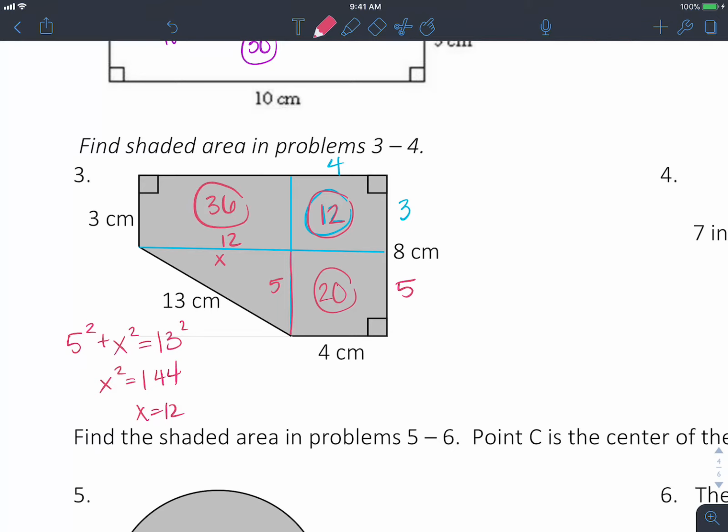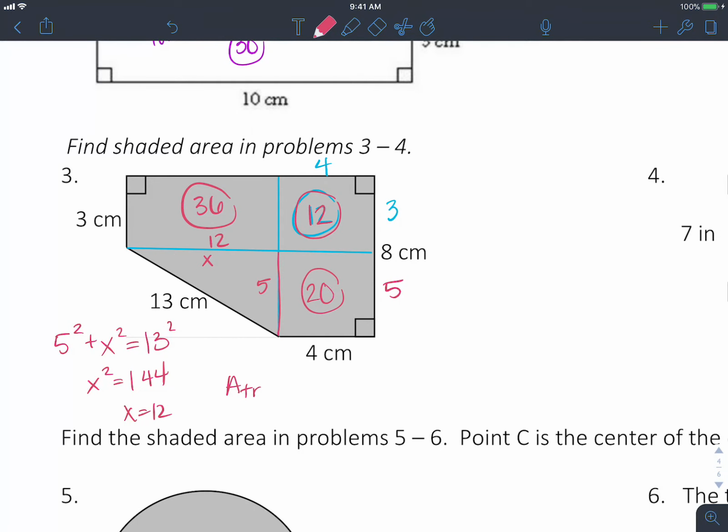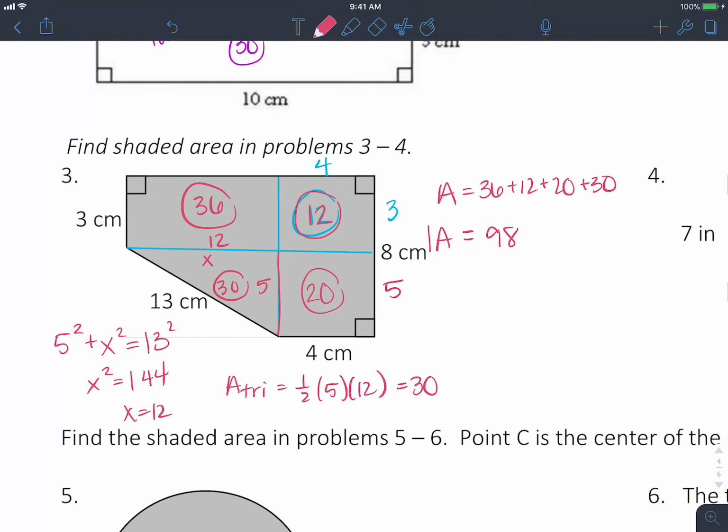36. Then for our area of our triangle, we're going to have 1/2 base times height, which is going to give us an area of 30. So then the total area for this shape is going to be all 4 pieces added together, and that's going to give us 98.